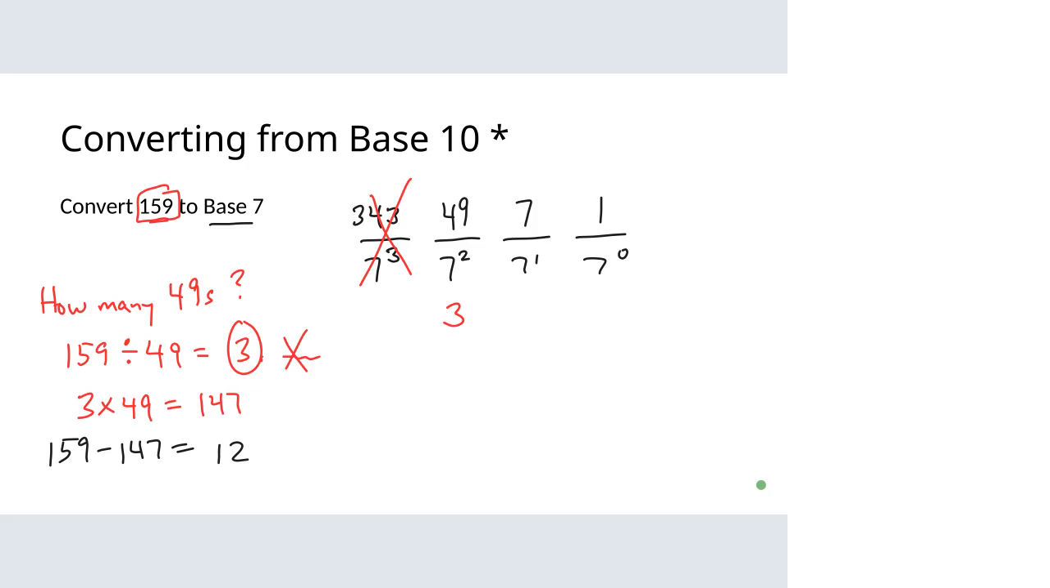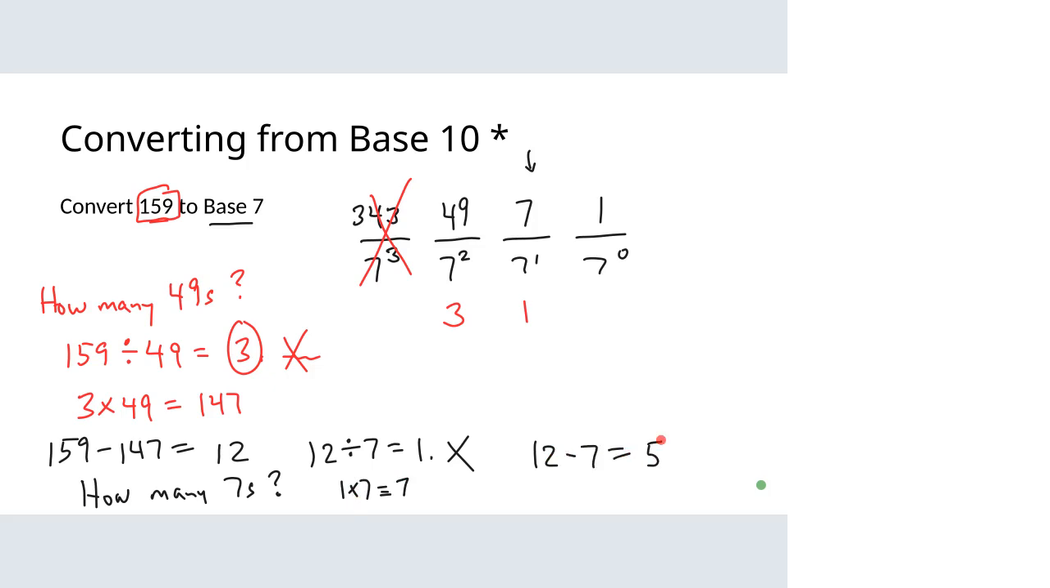The next question we'll ask ourselves as we look at this and move over to the 7's column is how many 7s? How many 7s will go into 12? And you could do 12 divided by 7 and get 1 point something. And we don't care about the something, but we do care about the 1. And so we're going to put a 1 in the 7's place. And that's going to take care of 1 times 7, that takes care of 7. I had 12 that I needed to account for. I just took care of 7 of those, so I have 5 left. And those 5 are going to go in the 1's place.